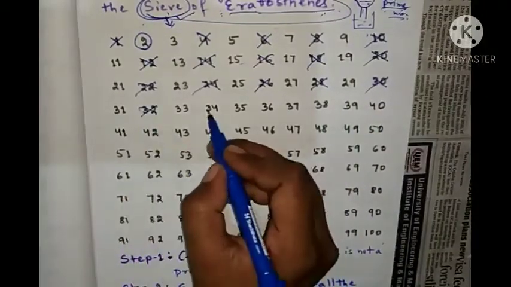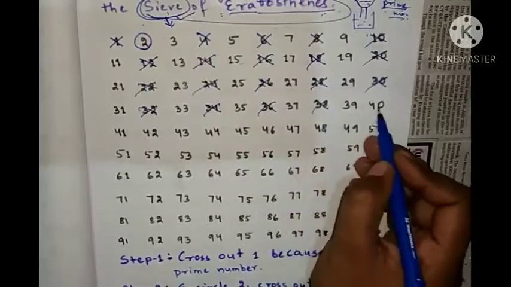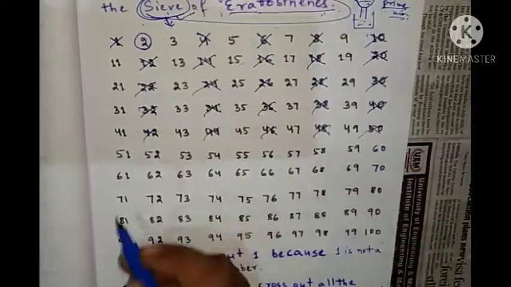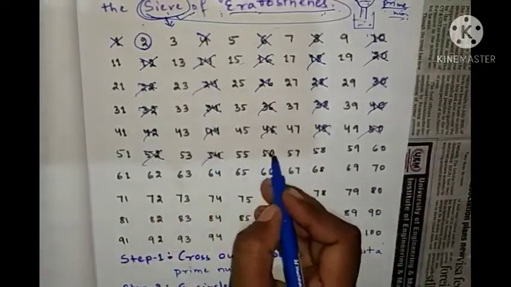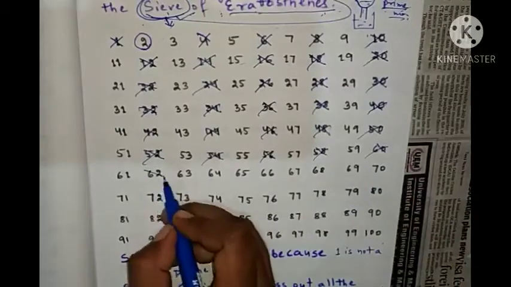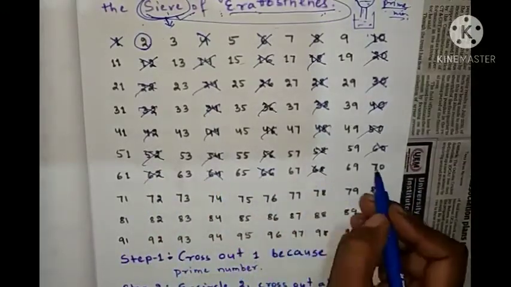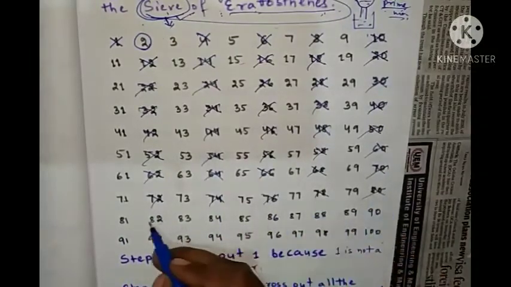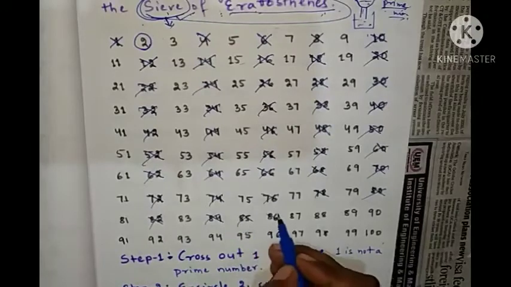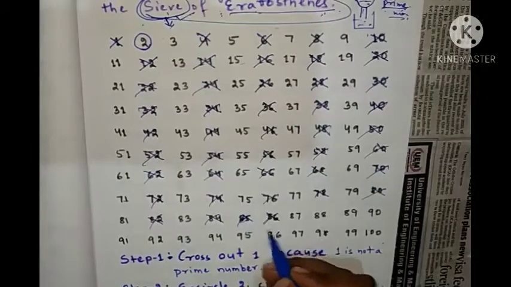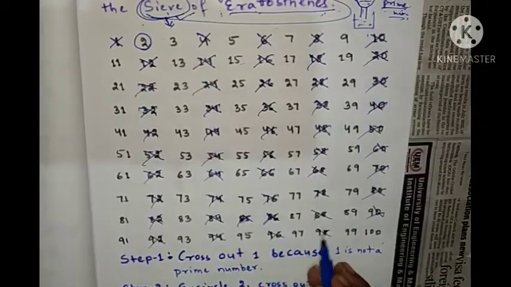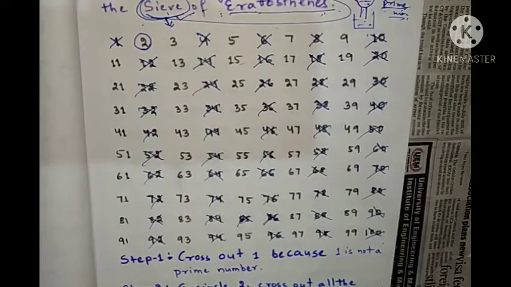Then 32 is also a multiple of 2, 34, 36, 38, 40. Then 42, 44, 46, 48, 50. Then 52, 54, 56, 58, 60. Then 62, 64, 66, 68, 70. Then 72, 74, 76, 78, 80. Then 82, 84, 86, 88, 90. Then 92, 94, 96, 98, 100. So these are the multiples of 2. Next, what will we do?